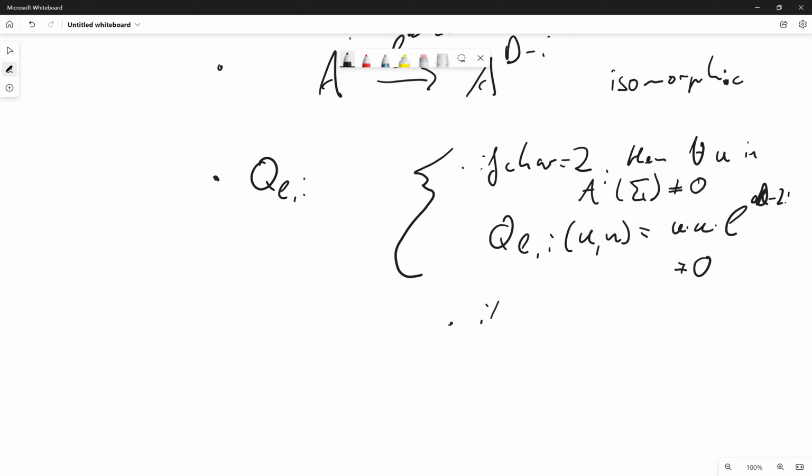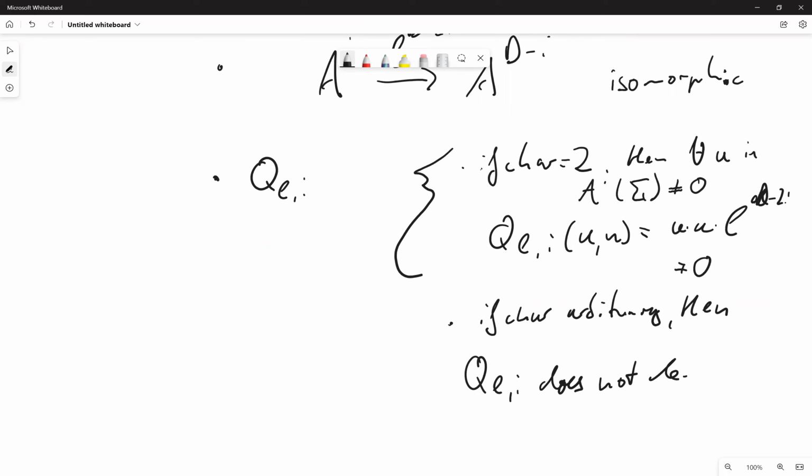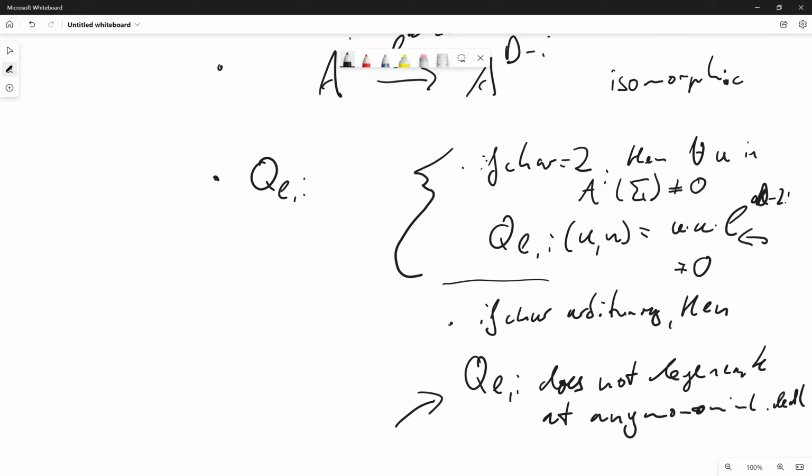And if the characteristic is arbitrary, then what we have is that this form Q_L^I does not degenerate at any monomial ideal. So what does this mean? Okay, so we don't know the signature. We don't know that somehow this is definite of some sign. We don't know that it's positive definite or negative definite, this Q. But we know that it doesn't degenerate. So even if we pass to a subspace, we already know that globally it's not degenerate. But even if we pass to some subspace defined by any element or by a monomial element, it will still not degenerate. And that's the key factor.